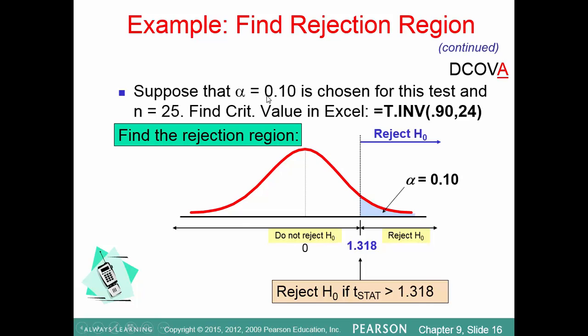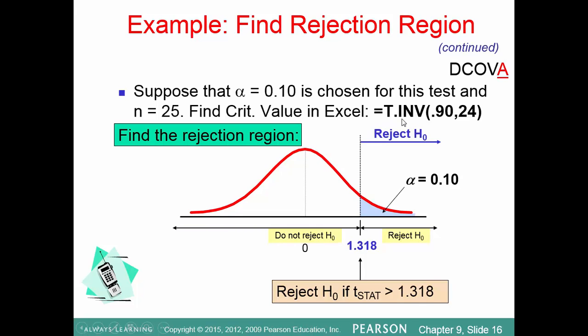If you choose an alpha of 0.10 for the significance level, then we need to find the critical value in Excel. So remember, we don't know the population standard deviation, so we're going to use a t-distribution. Our sample size is 25, so the degrees of freedom is 24. So to find the critical value, we need to find the value in a t-distribution with 24 degrees of freedom that 10% of the distribution is greater than. If 10% of the distribution is greater than, that means 90% of the distribution is less than.